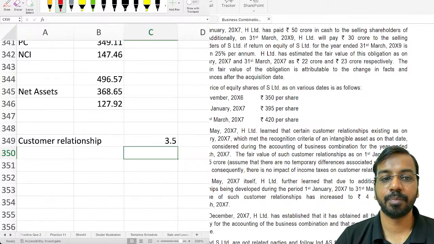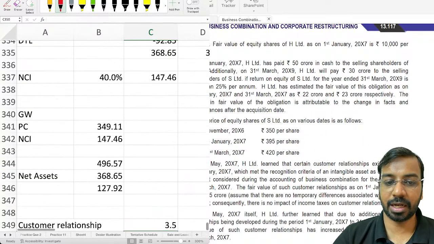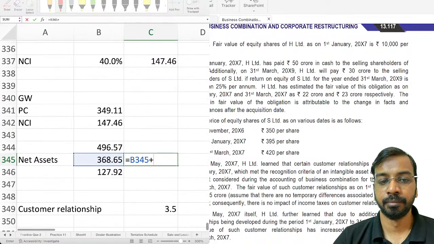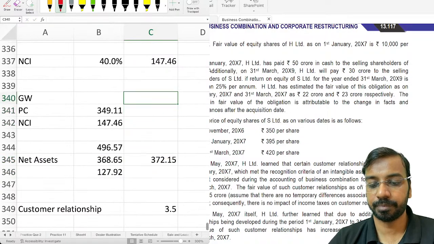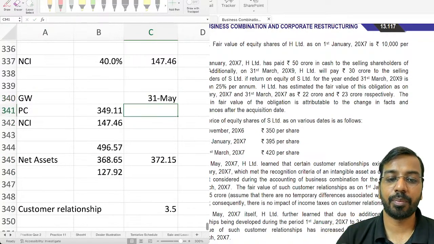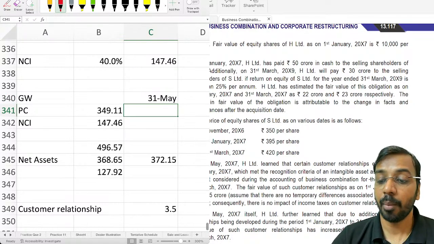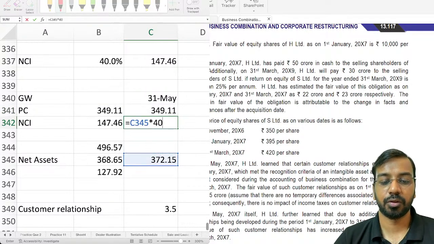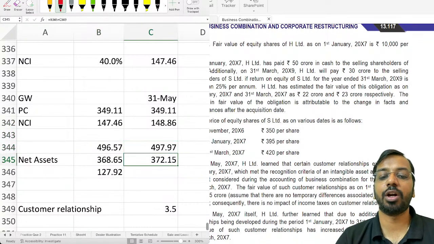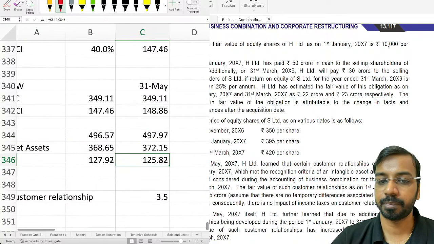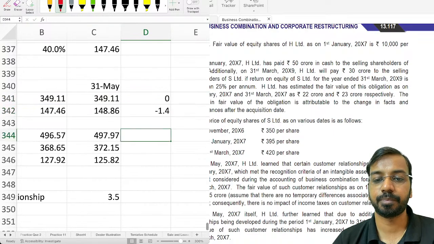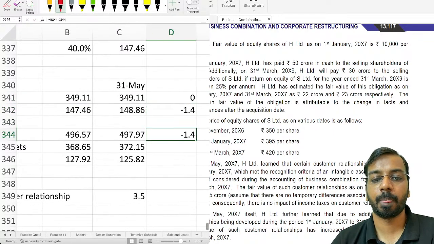What I am trying to say here is my net asset now will be 368.65 plus 3.5 on 31st of May, 372.15. My purchase consideration is the same. My NCI will also change, 372.15 into 40%. So my goodwill will be 125.82. Now if you see the difference, purchase consideration did not change. NCI increased by 1.4.